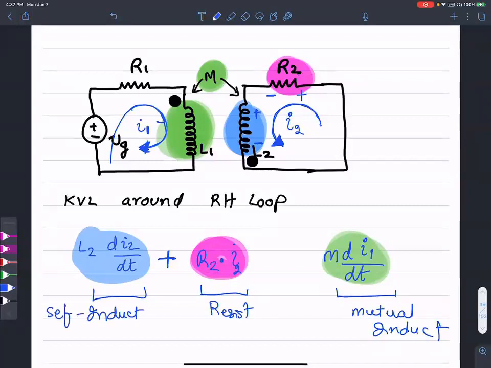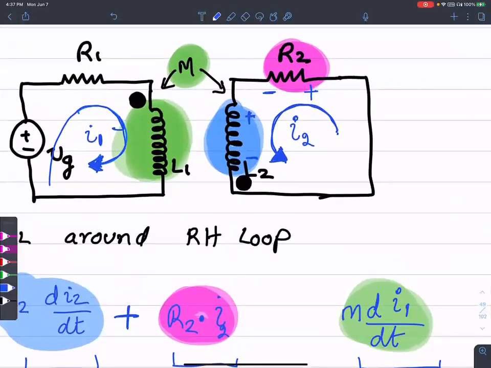Self-inductance, to be more accurate. Okay, so we are at a point where we have to determine whether this is positive or negative. For that, this is where we use the dot convention. Okay, let's see. We use the dot convention.